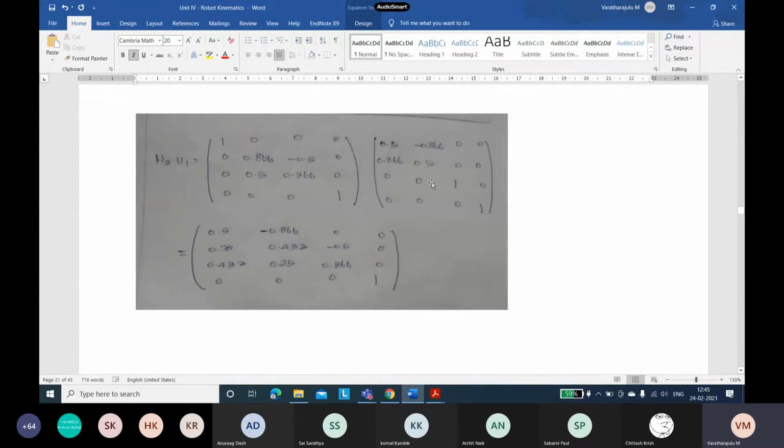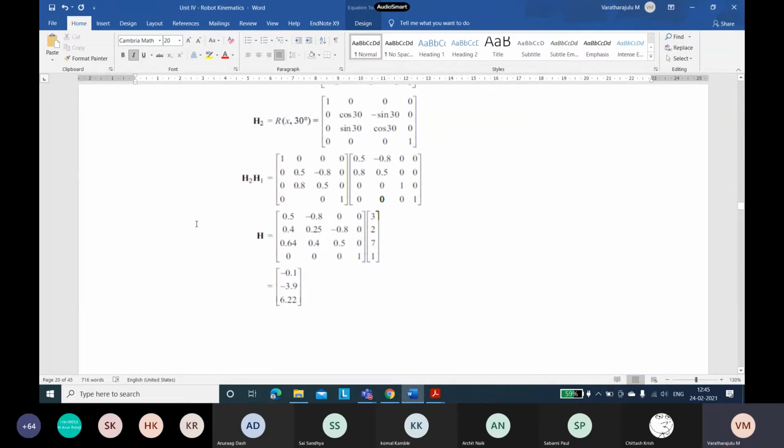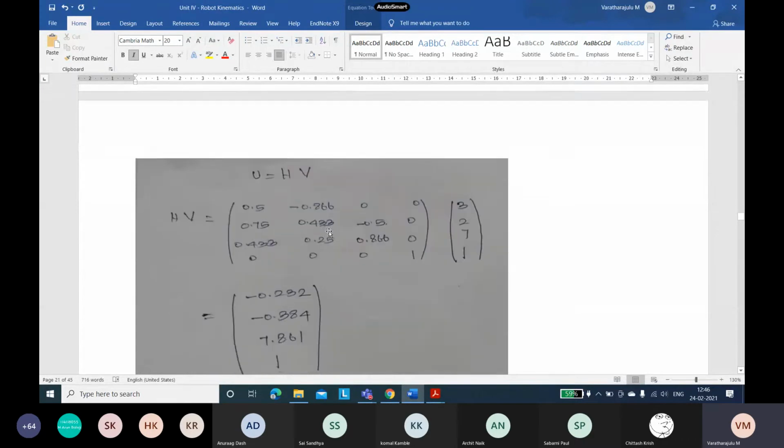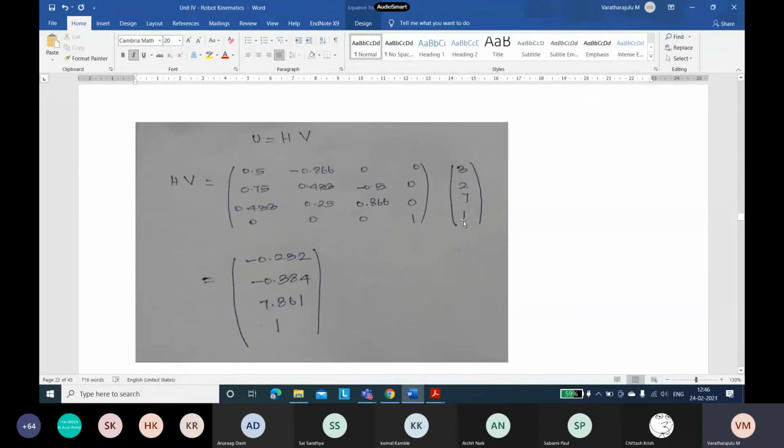Similarly, we need to do this with the second column, third column, similarly the fourth column. This is what our result. Now we got the H value. What we need to do? We need to find the new position, that is U is the new position. U is equal to H into V. V is a point vector. What was the earlier point? That is 3, 2, 1 is the earlier point, and 1 is the weight factor. And now to do multiplication with this 4 cross 4, we have introduced 1.